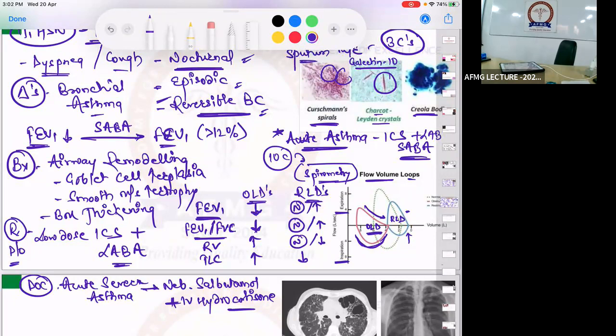But if I talk about acute severe asthma, then nebulization of salbutamol and intravenous hydrocortisone. No issues with this, anybody? Okay? And if there is a respiratory arrest in the patient, imminent respiratory failure, then we will add other drugs also like LAMA. LAMA are long-acting muscarinic antagonists, drugs like tiotropium. No issue with asthma, anybody? Everyone understood.